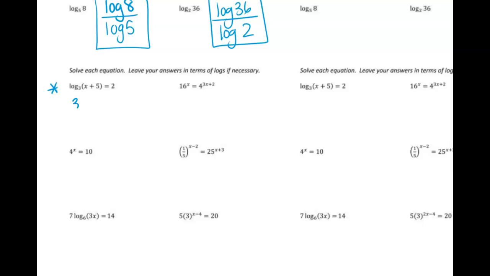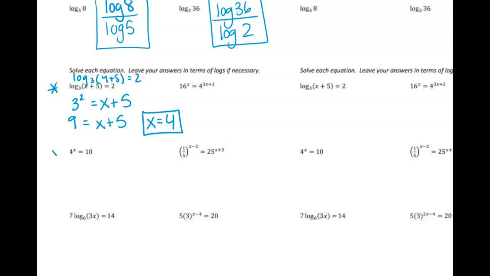So I'm going to rewrite this as 3 to the power of 2 equals x plus 5. So 9 equals x plus 5. Subtract 5 from both sides. So x is 4. You could plug back in too if you wanted to and see if this makes a true statement. So log base 3 of 4 plus 5 equals 2. Is log base 3 of 9 2? It is, so we must be right.